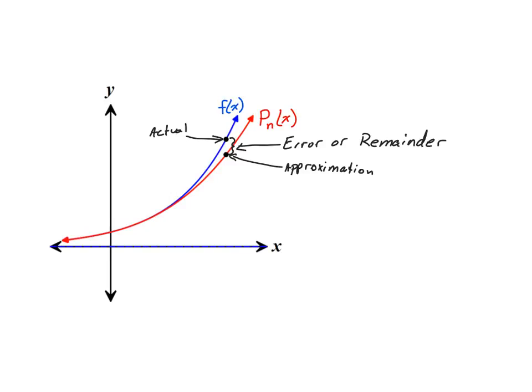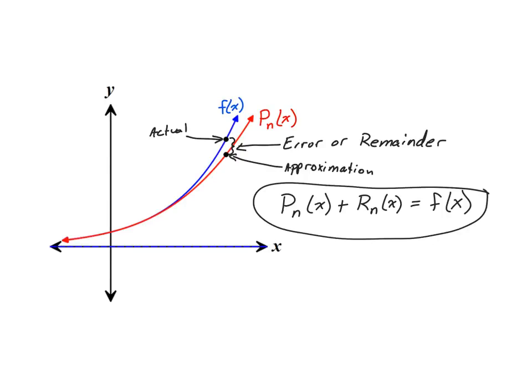which simply means if you take your Taylor polynomial and add the remainder, and the remainder we will call r sub n of x, that would give you the value of the actual function at that particular x value. All right, so this is what we are going to be concentrating on right here.